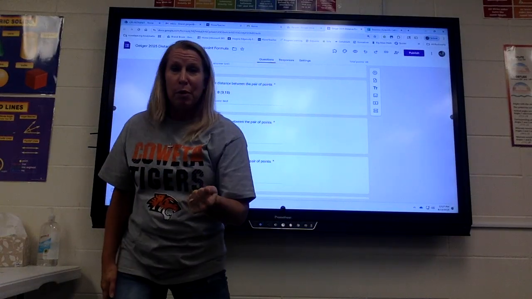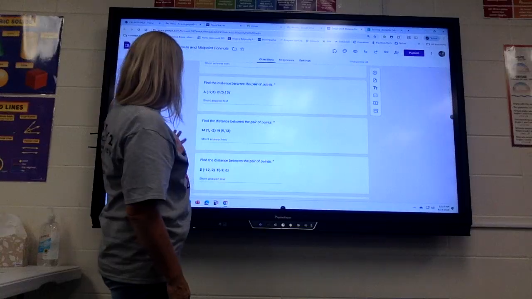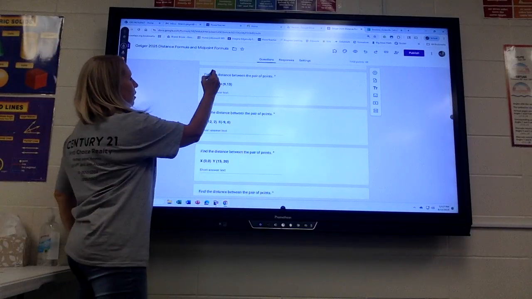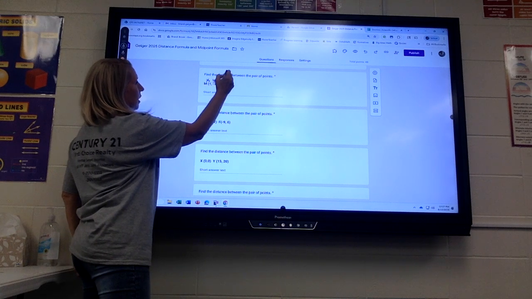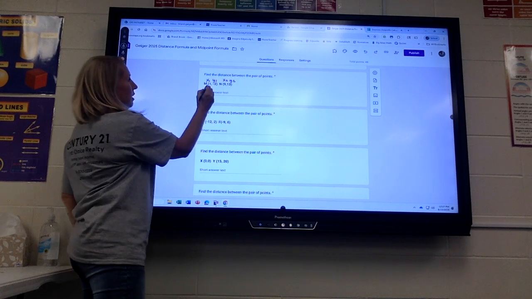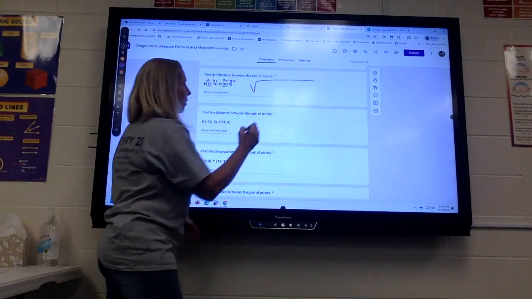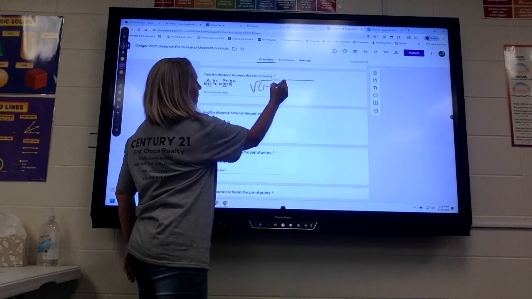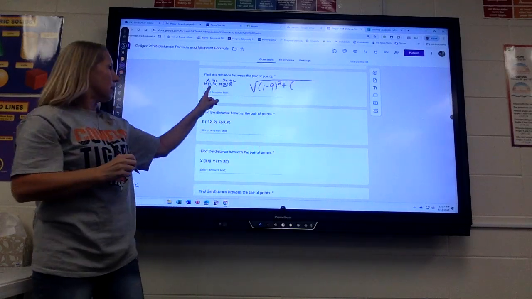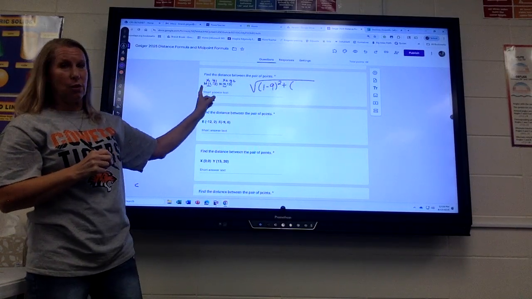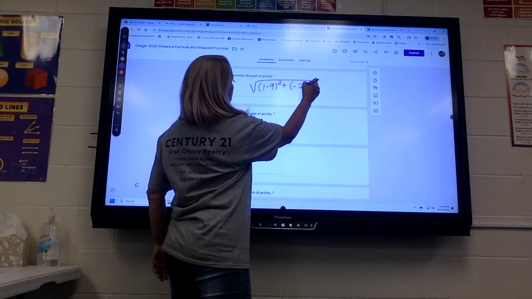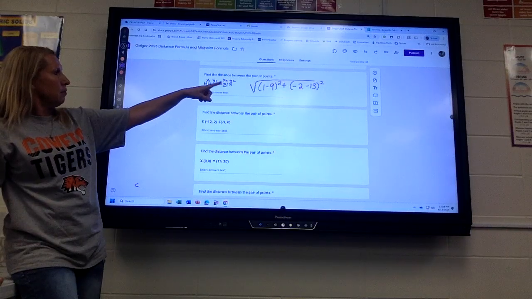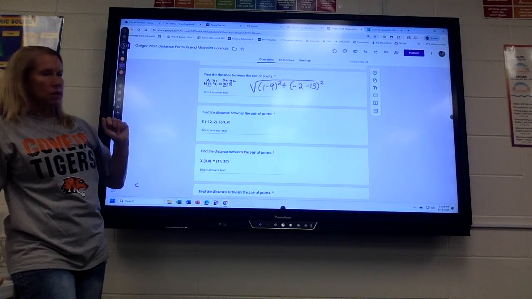Do you want me to help you with one more, just to make sure you got it? So if you want to look at one more, so remember our points are x1, y1. The first numbers in the parentheses are the x's, so 1 and 9. So I would do 1 minus 9 squared plus, and then the second number in the parentheses are the y's, so negative 2 minus 13 squared. So 1 minus 9 squared plus negative 2 minus 13 squared.